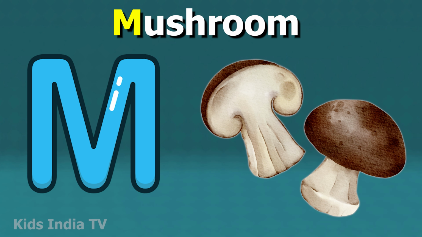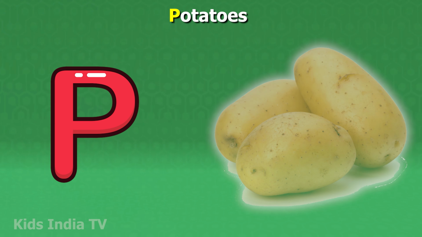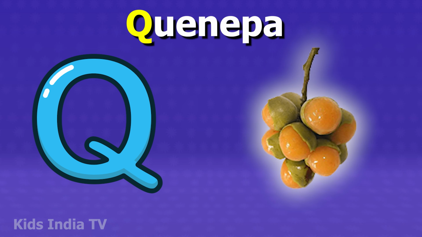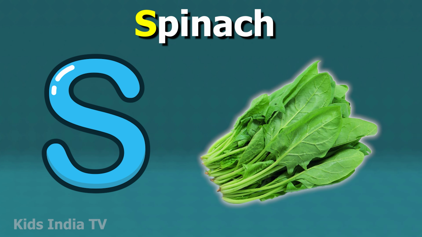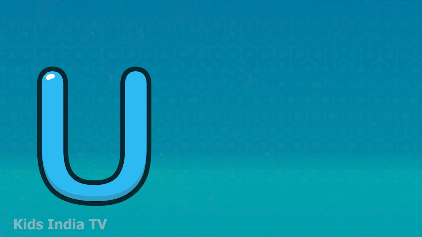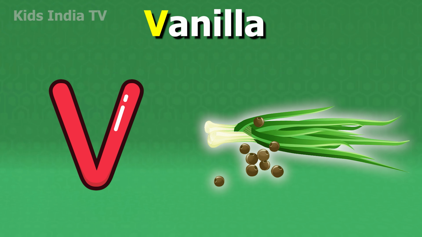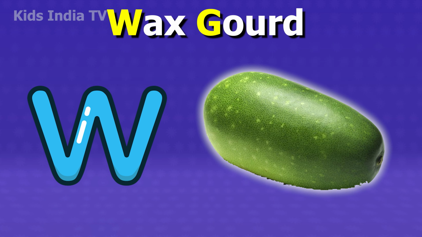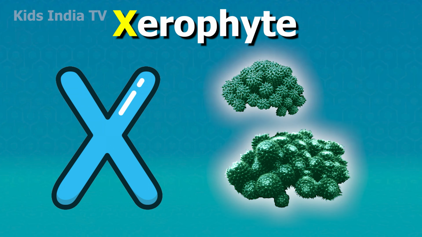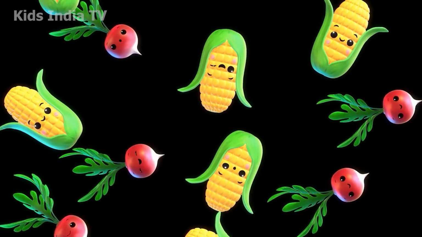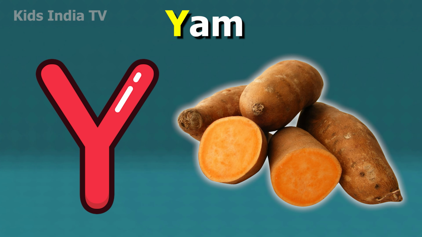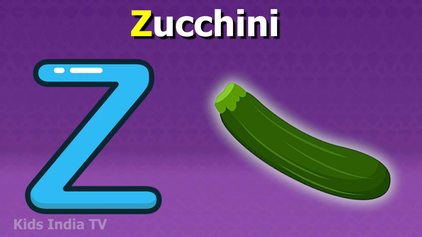M for mushroom, N for turnip, O for onion, P for potato. Q for quinoa, R for radish, S for spinach, T for tomato. U for ubi, V for vanilla, W for wax gourd, X for xigua. Y for yam, Z for zucchini.